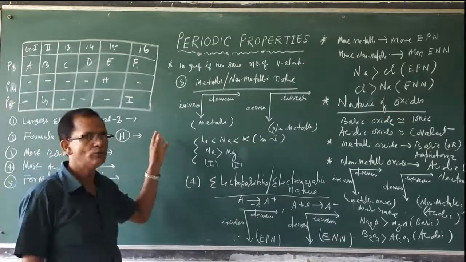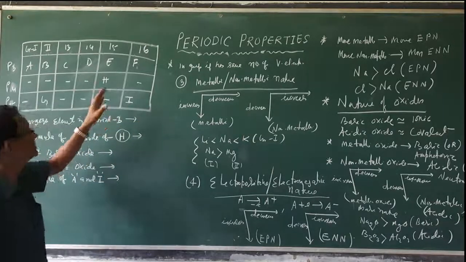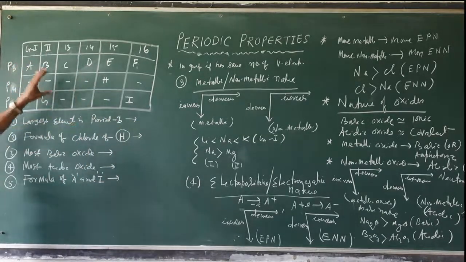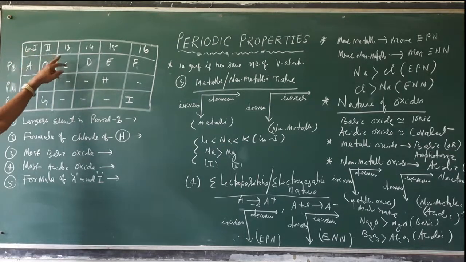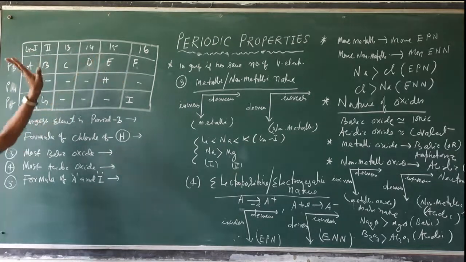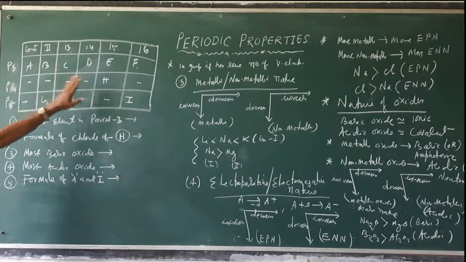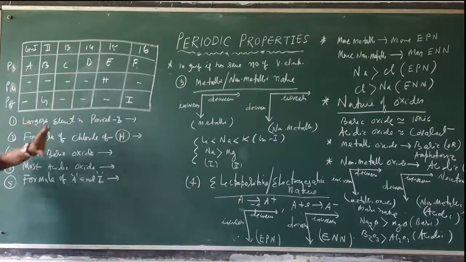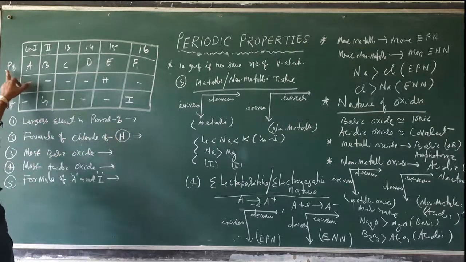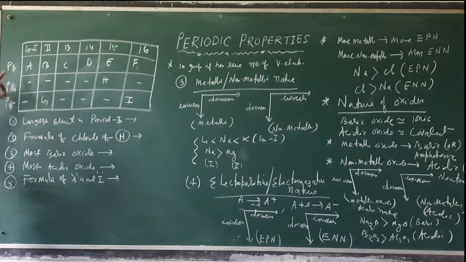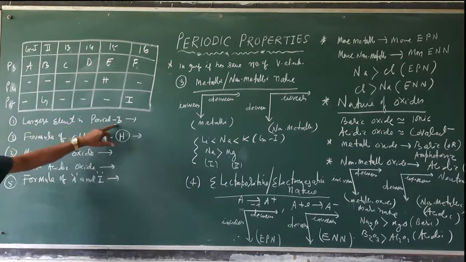Now some questions we will discuss. Here in the table you see group 1, group 2, group 13, 14, 15, 16 given, and these are some elements in the table. As per the question you will write the answer. Largest element in period 3. This is the third period: P3, P4, P5, third period, fourth period and fifth period.